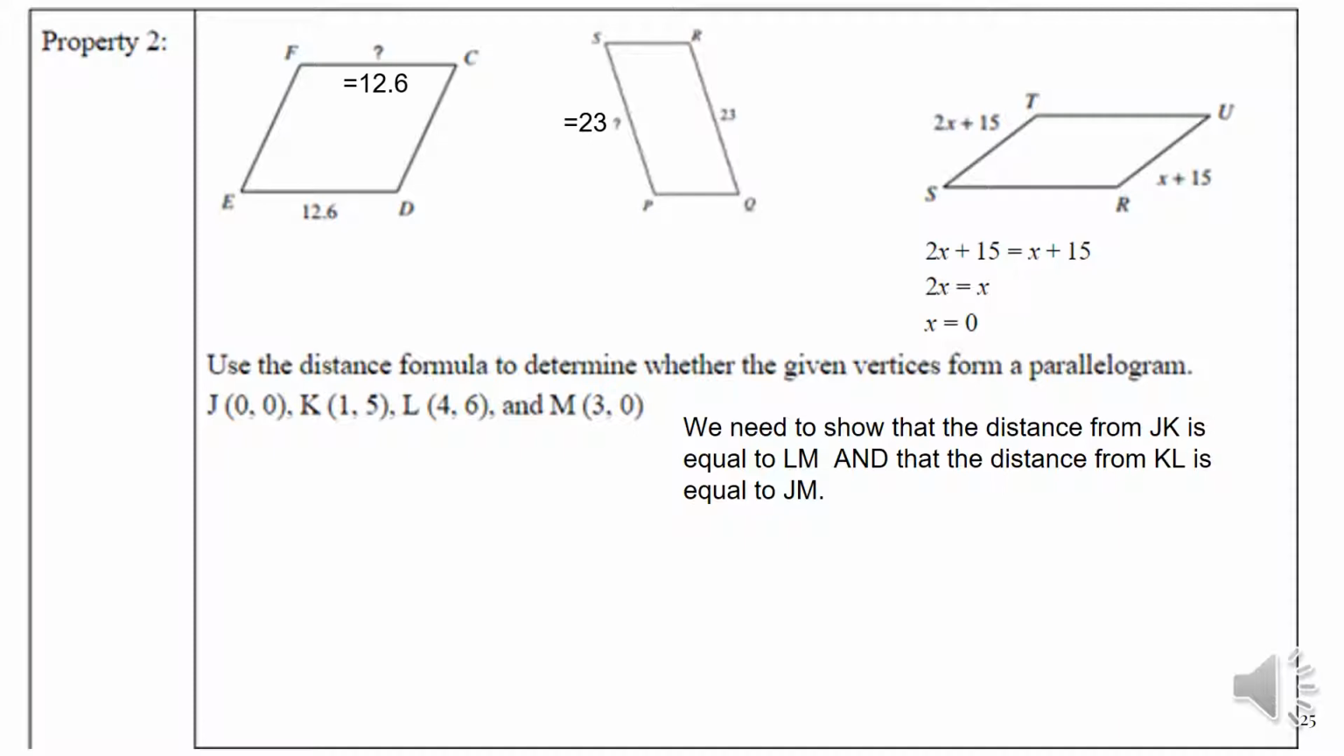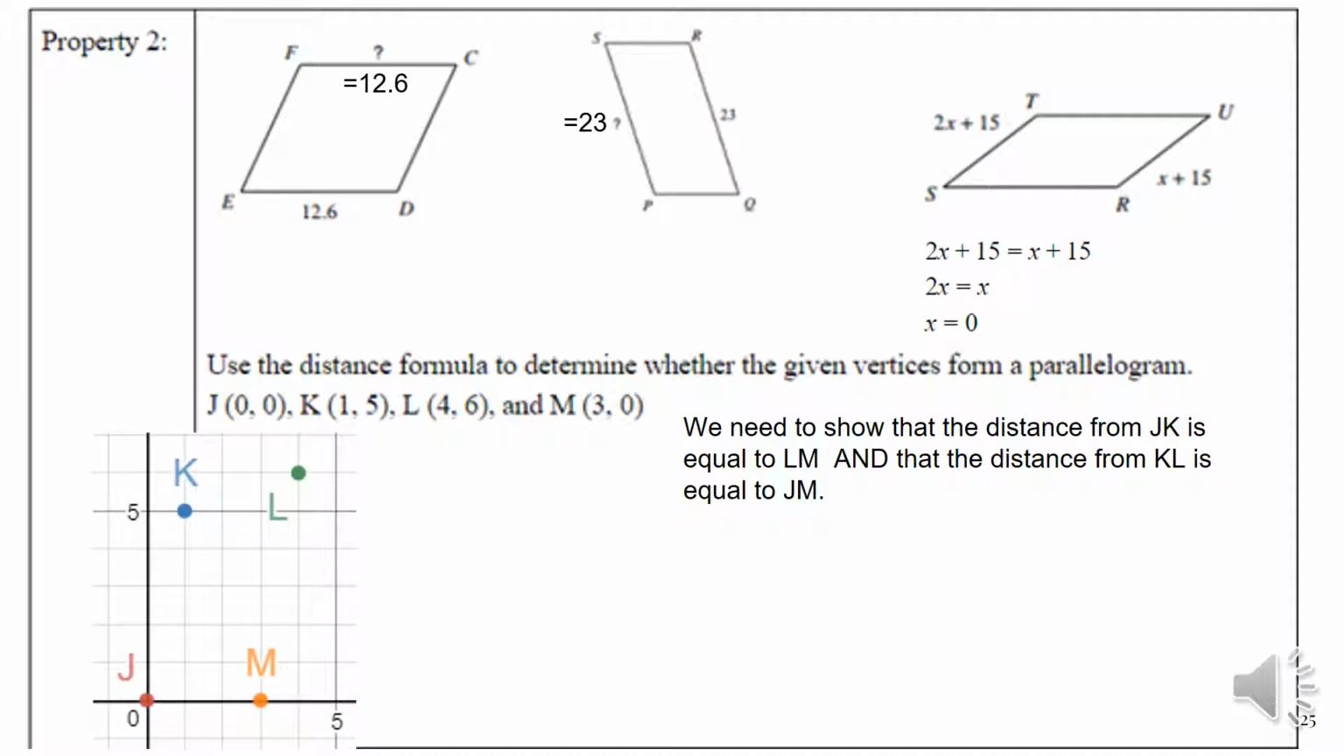In property 2, that was dealing with the opposite sides being equidistant, so we need to show that the distance of our sides are in fact the same, and if they're not, then it's not a parallelogram. Step 1 would be to plot the points so that we know what sides we're dealing with. So we need to show that KL has the same distance as JM and that JK has the same distance as LM. So JK has a distance of square root of 26.